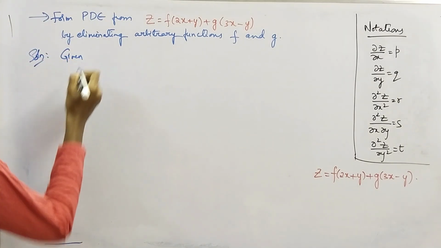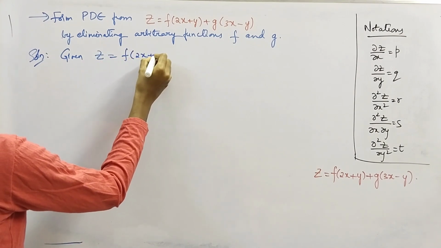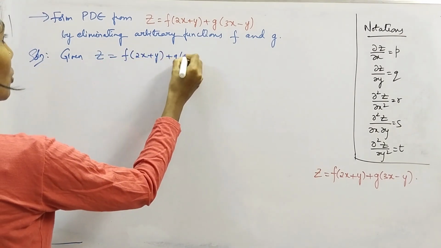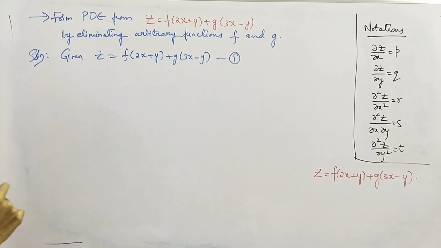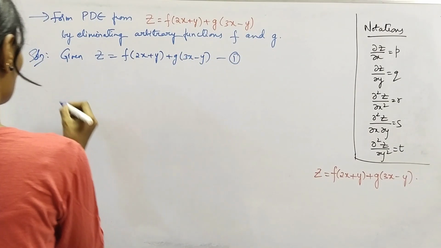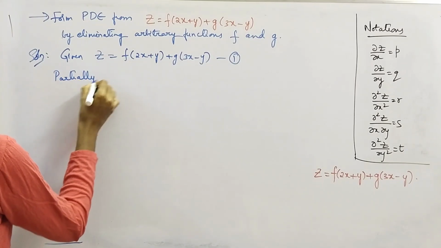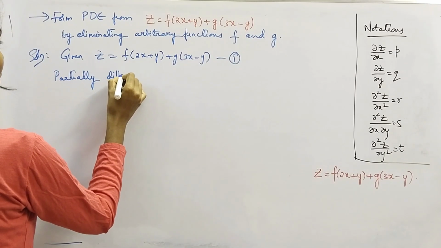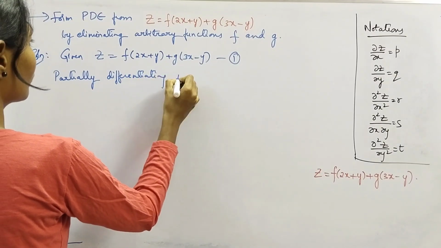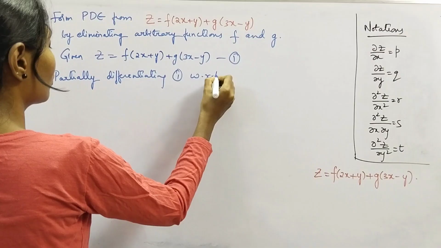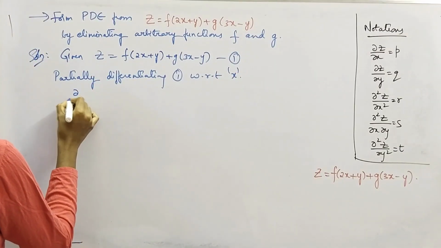Given z equal to f of 2x plus y plus g of 3x minus y. Consider as equation number 1. Now let's partially differentiate it with respect to x. Partially differentiating 1 with respect to x. Just apply dou by dou x on both sides of the equation.